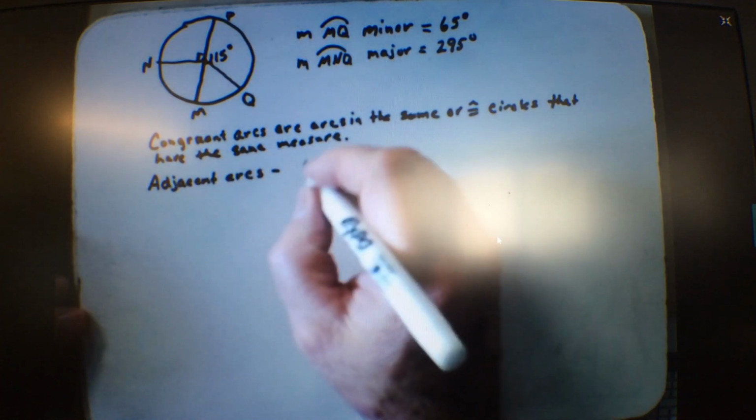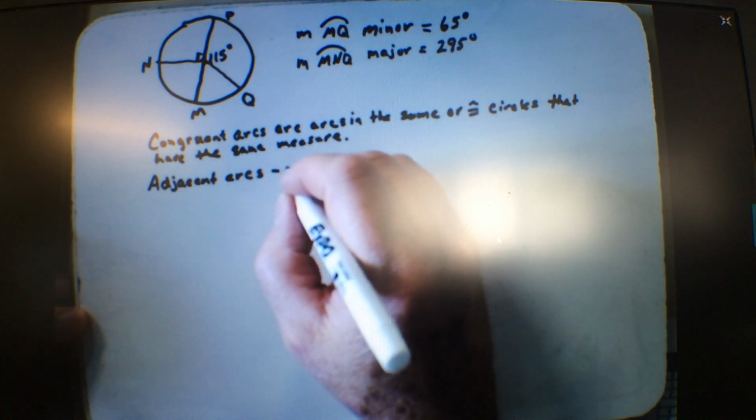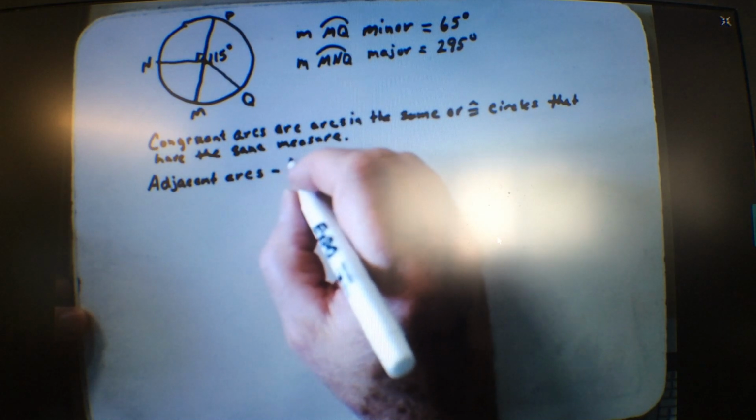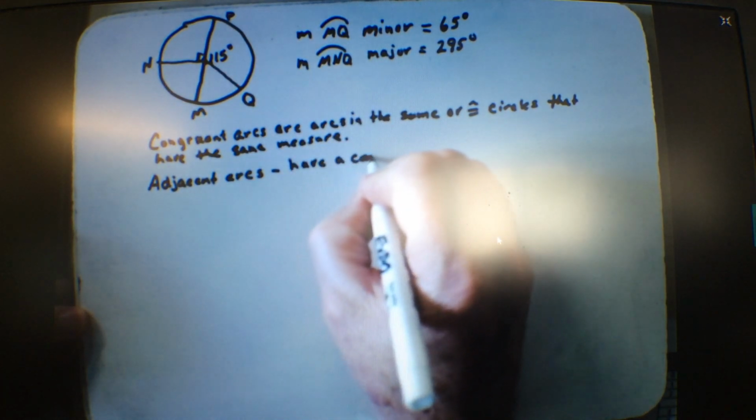What do you think adjacent arcs are? Arcs right next to each other. That's right. They have a common point. One common point, actually.